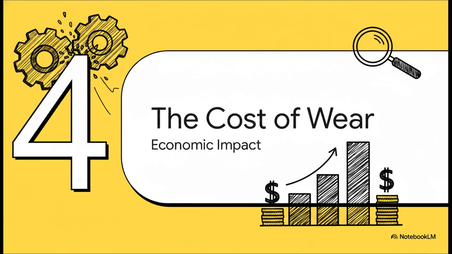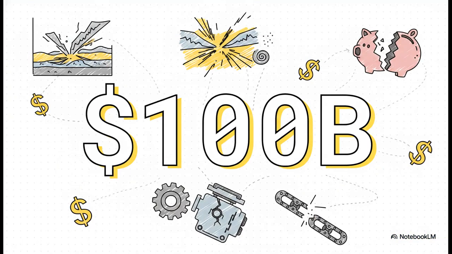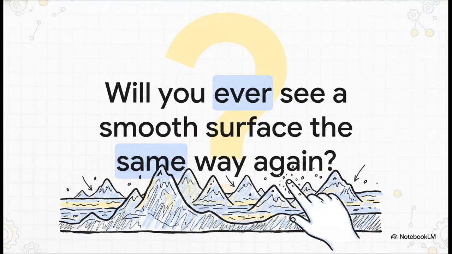Part 4. The cost of wear. The massive economic impact of friction. $100 billion. That is a staggering number, right? In the United States alone, the constant scraping, tearing, plowing, and oxidizing of these microscopic surfaces results in over $100 billion spent every single year. And that's just to replace worn-out parts. This invisible chaos happening at the surface level is quietly one of the largest economic drains on our modern industrial infrastructure. So it really begs the question, will you ever see a smooth surface the same way again?